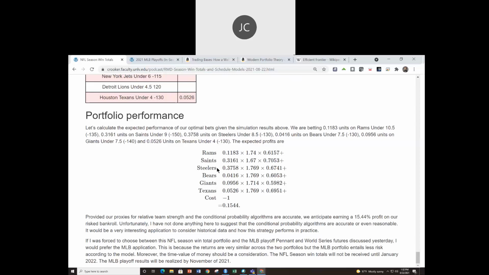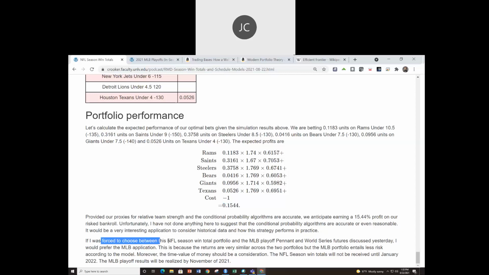And you can see that based on our simulation, the index for the relative strengths of the team, our PETA approach to identifying conditional probabilities for each of the season-long matchups, but then working that through the entire season, simulating that 10,000 times, right? We find that we can make on average about 15%. So on average, we'll make 15%.